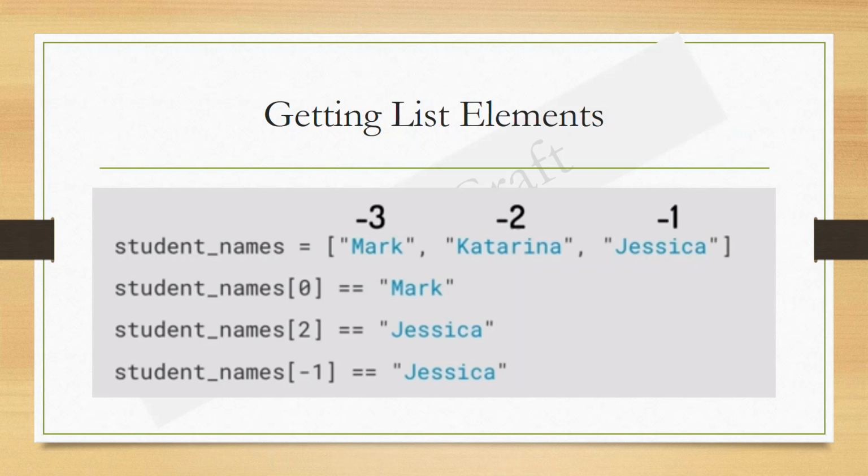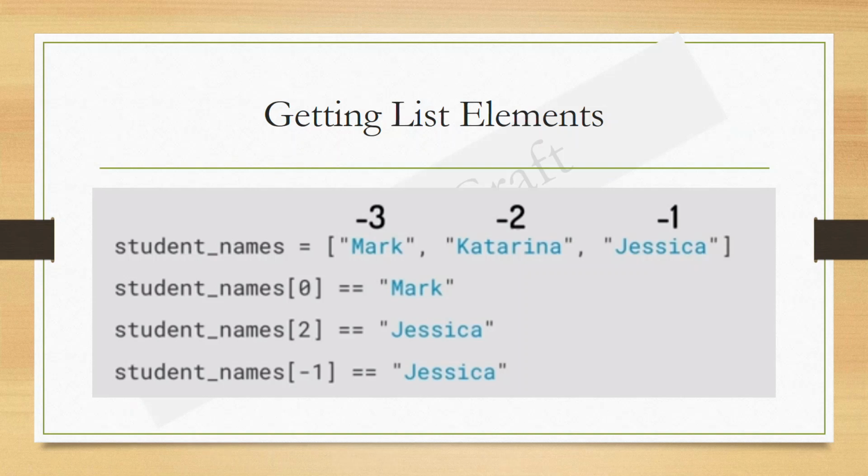The important note here is that list indices in Python start with 0. So even though we have Mark as our first element, the index is 0. The next element, Katrina, which is our second element in the list, has an index of 1 and so on.